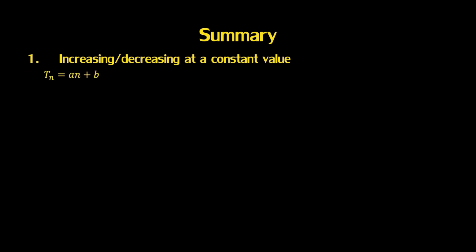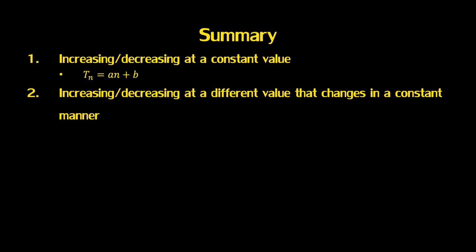In summary, we've learned that for number patterns with terms that are increasing or decreasing over a constant value, the general term is in the format of Tn equals an plus b, where a is the difference between any two consecutive terms and b can be obtained by substituting a value of n and a respective value of Tn into the equation. We've also learned how to find the general term for number patterns with increments or decrements that are not constant, but with a constant second difference. For such patterns, the general term is in the format of Tn equals an squared plus bn plus c.